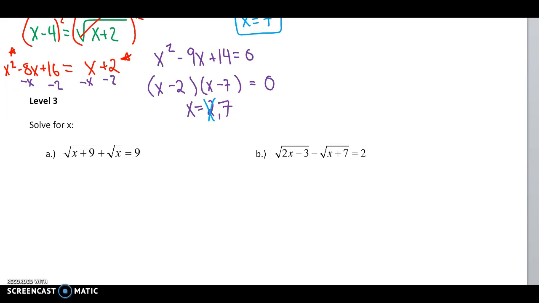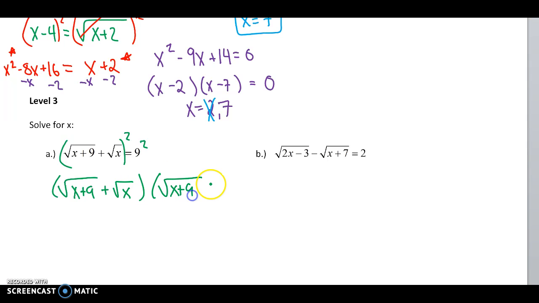Okay, now level 3 is another example where there are multiple variables. But this is a step up because there are multiple variables under a radical. So here's my advice. You should never have two radicals on one side. Because again, if you want to square this, you have to square the whole thing, and you're going to have to FOIL this ugly, ugly thing of the square root of x plus 9 plus the square root of x. It's just not going to be fun to FOIL.